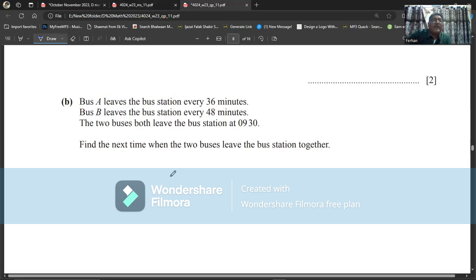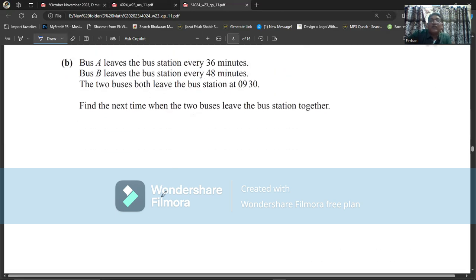Okay, question number 14. It's the B part and it's a 3 marks question.